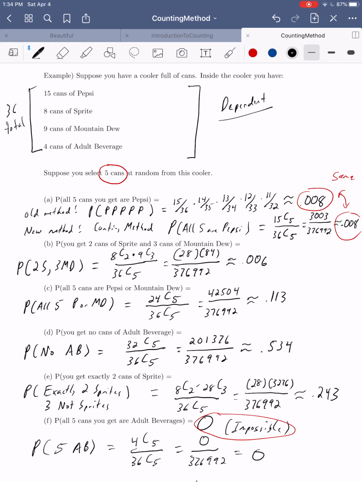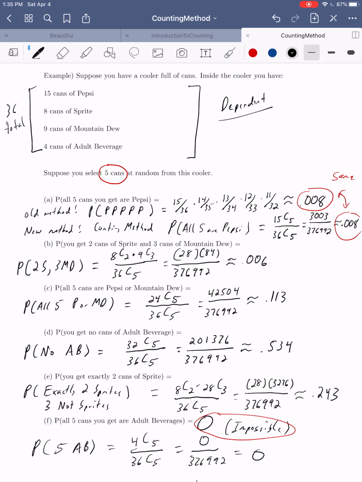So this counting method here, very, very useful anytime you run into a dependent situation with multiple selections. So the key things to recognize here is that we had something that was dependent. Every time we took a can out, we changed what remained, and we wanted to do multiple selections from that dependent situation. All right, let's go ahead and look at another example to get a little bit more practice with this.